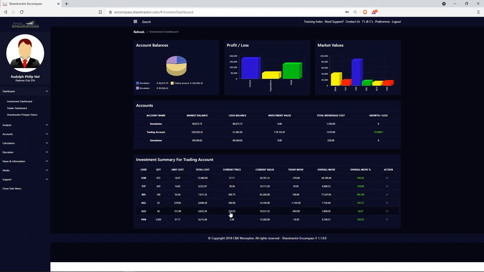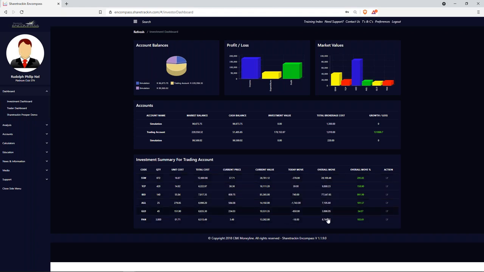All right, where your current price is the current price per share, and the current value of your shares in total. And then today's movement, overall movement, the percentage overall movement, and then the action. Right, so today's movement will obviously be the movement for today in cents. So just ignore the decimal value. So that's 3 rand 78. That is 39 cents. That's 7 rand 40.